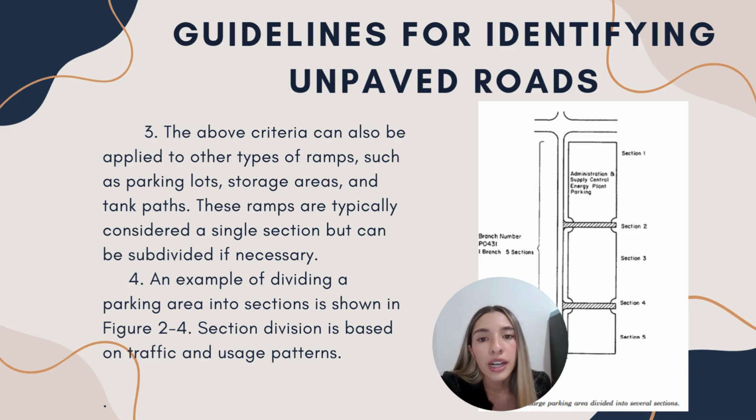3. The above criteria can also be applied to other types of ramps such as parking lots, storage areas, and town paths. These ramps are typically considered a single section but can be subdivided if necessary. An example of dividing a parking area into sections is shown in figure 2-4. Section division is based on traffic and usage patterns.